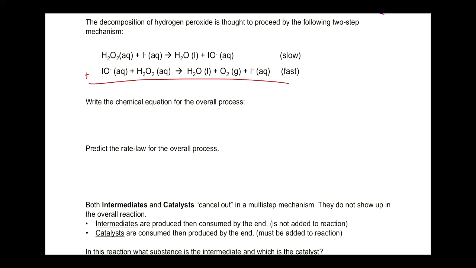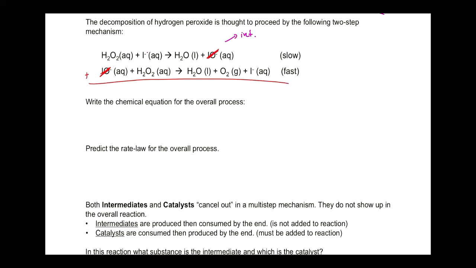The first one, IO minus, that cancels out. Anything else cancel out? I minus, yep, that cancels out too. But notice how it cancels out differently. Look at the first one I canceled, IO minus. Think about how it's involved in the reaction. IO minus is made in the first step, and then it's consumed in the second step. IO minus is an intermediate. But notice how I minus gets canceled out of the reaction. See how it's a little bit different?